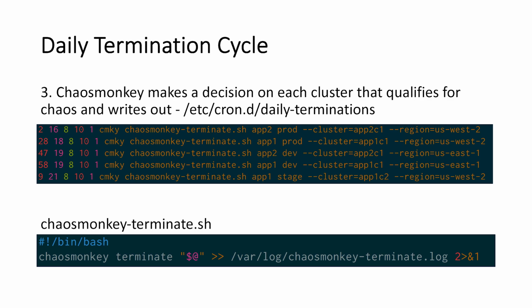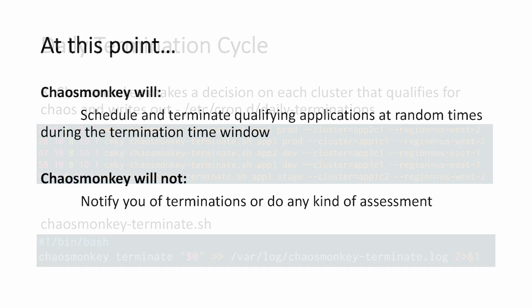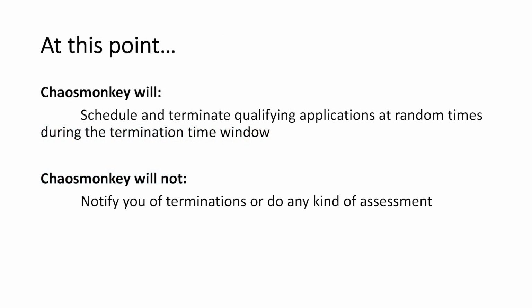So at this point, the default configurations of Chaos Monkey are just about completely explored. What's going to happen is it will be running every day, Monday through Friday in the default configuration, running that schedule command, preparing the terminations for the day, and then as the day goes along, it's going to terminate instances that are on that list.